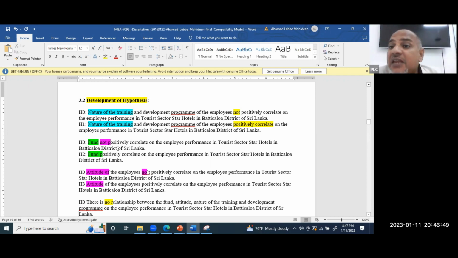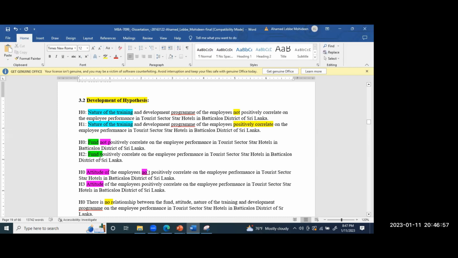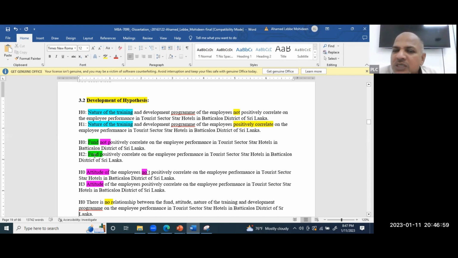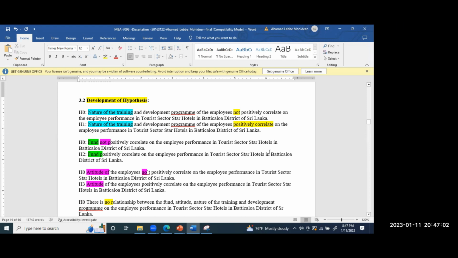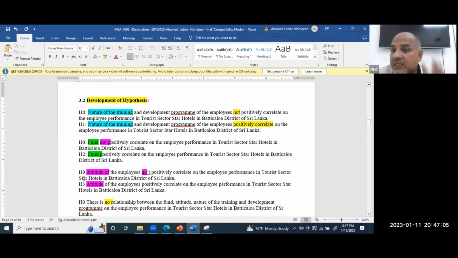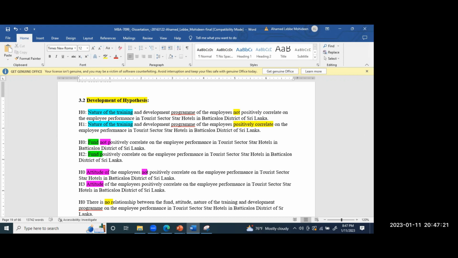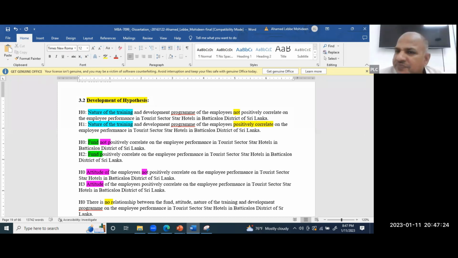Now, the second independent variable, fund. So how do I write? Fund not positively correlated. This is the null hypothesis. Hypothesis: fund positively correlated. Attitude, the third independent variable. How do I write? Attitude of employee not positively correlated. The other one: positively correlated on employee performance. You understand? Yes, sir.